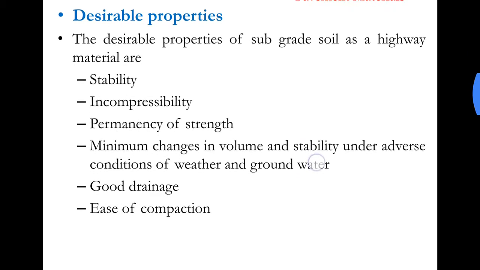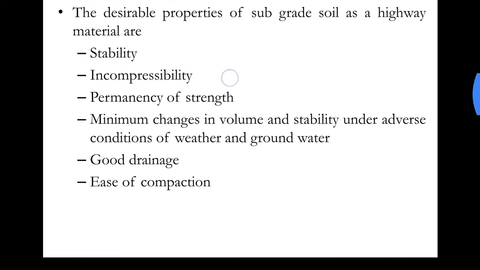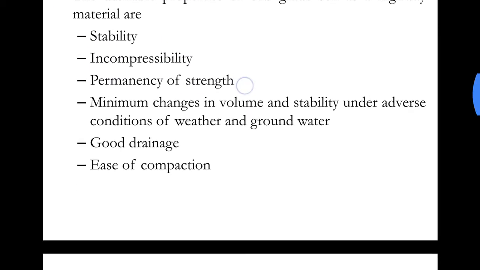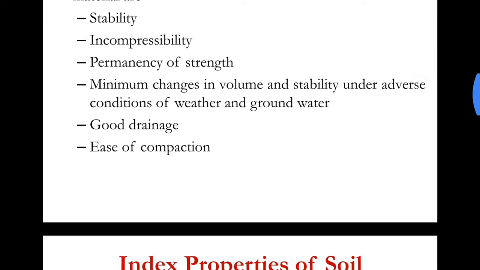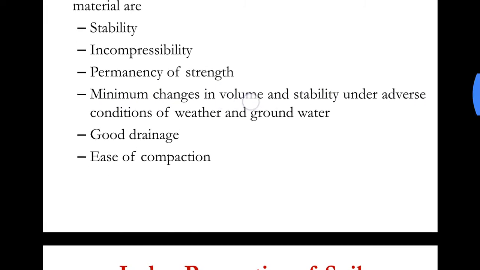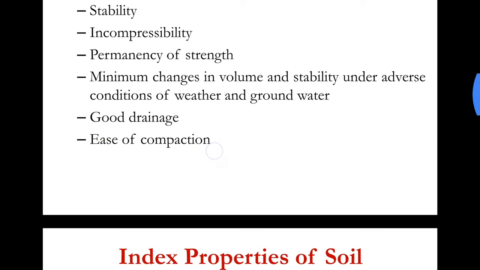Now, desirable properties. These are nothing but the desirable properties of the subgrade soil. What are the ideal properties of subgrade soil? The properties are stability, incompressibility, permanency of strength, minimum changes in volume and stability under adverse conditions of weather and groundwater, good drainage, and ease of compaction.